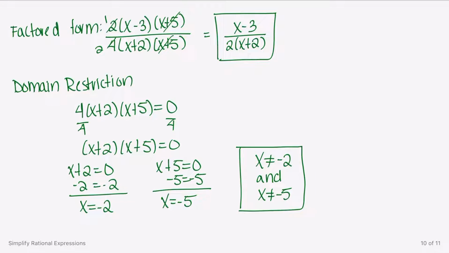So when we write this all together, you'll notice that this is our rational expression. So the 2 and 4 will reduce, so we have 1 over 2, and then the common factor of x plus 5 will cancel. So we're left with x minus 3 over 2 times x plus 2. If we set this original denominator equal to 0 and solve for the values of x, we get x equals negative 2 and x equals negative 5. So those two values will be restricted from our domain.